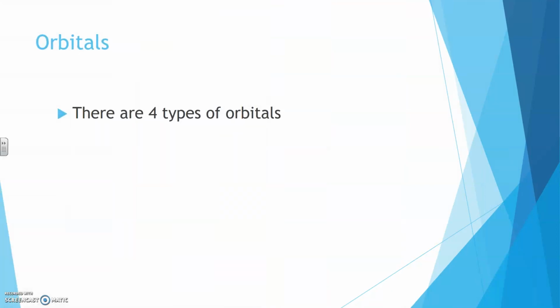There are 4 types of orbitals, and they come in different shapes, have different energy, and have different orientations around the nucleus. They are represented by 4 letters: S, P, D, and F orbitals. We're going to break this down a little bit more, but we're going to stop here and pick up in the next video.